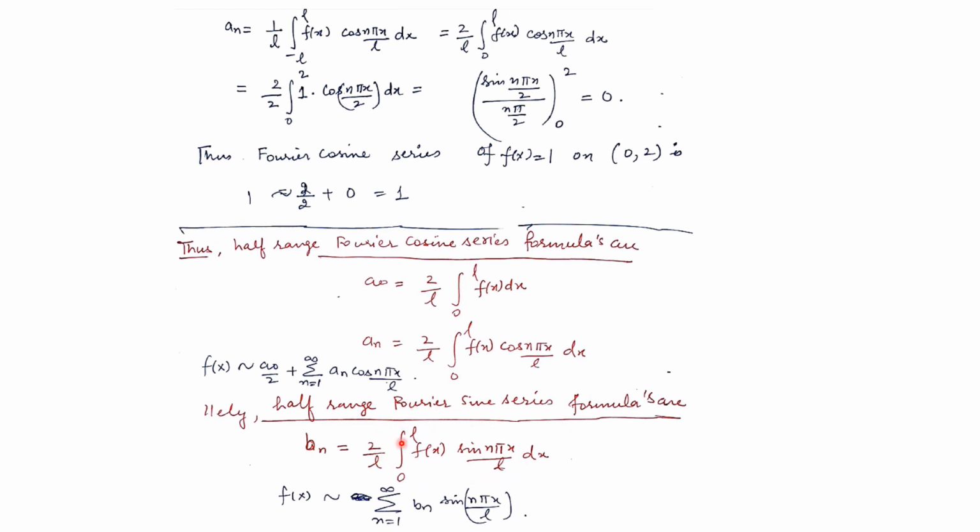a0 and an's will be 0. We have to find only the values of bn. No need to find a0 and an. Just substitute the value of the function over here. Integrate this, we will get the value of bn. Substitute over here, we will get the Fourier sine series.